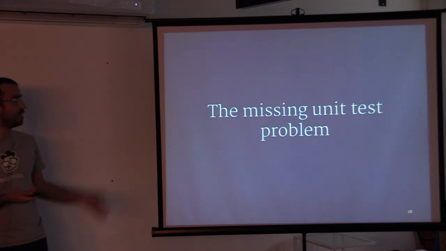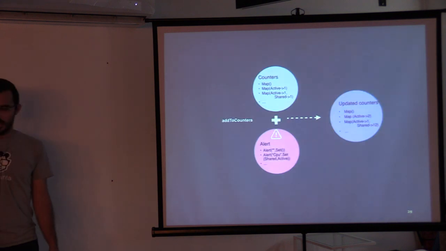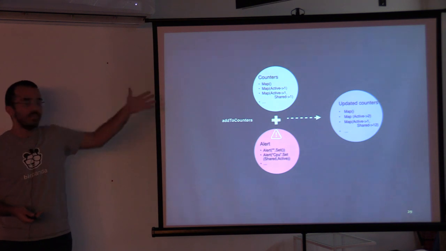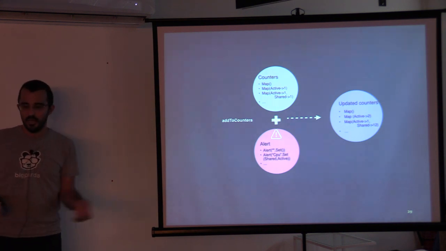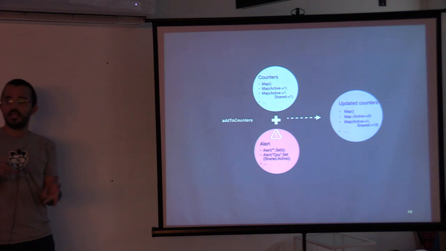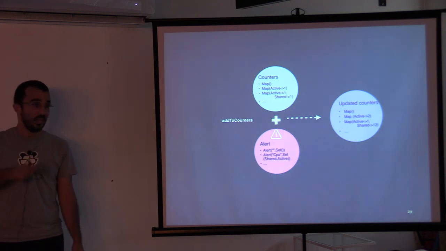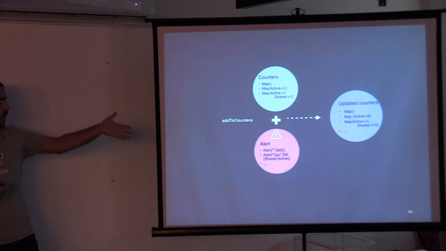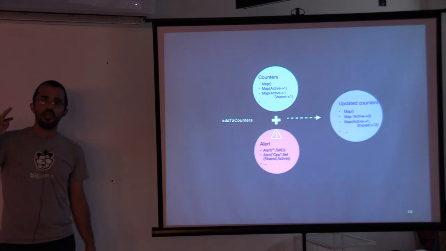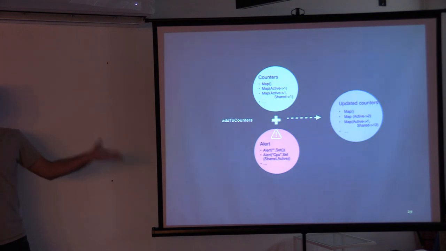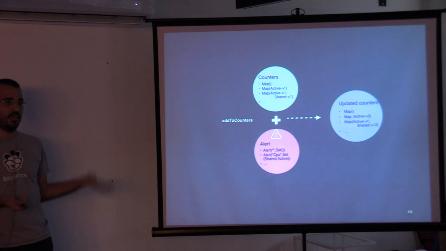Let's take a look. This is the missing unit test problem. If you look at the counters type or at the alert type, we are seeing an infinite amount of values, right? We've got the empty map and the map of active 1 and the map of active 1 and shared 1 and so on and so on. Infinite amount of values, and the same is true for the alert. We chose just a specific value and wrote specific unit tests just for that. So how can we address it? There are an infinite amount of unit tests that we did not write here.